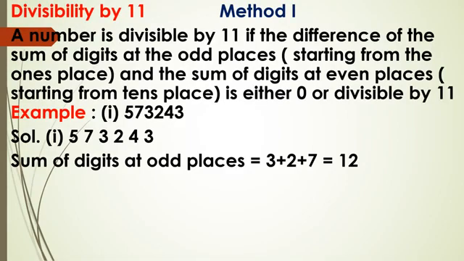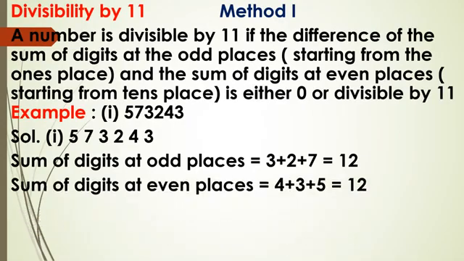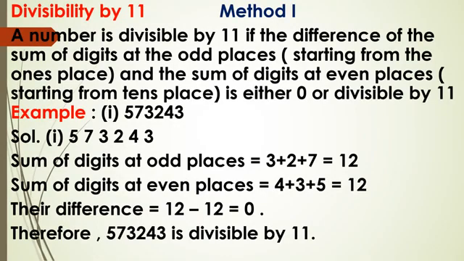Now the sum of even place digits, 4 plus 3 plus 5, is equal to 12. Now find their difference. It doesn't matter whether the odd place sum or the even place sum is greater; you just have to find the difference. From the greater number, subtract the smaller number. If the difference is 0 or divisible by 11, then the number is divisible by 11. Their difference is 12 minus 12, which is 0.